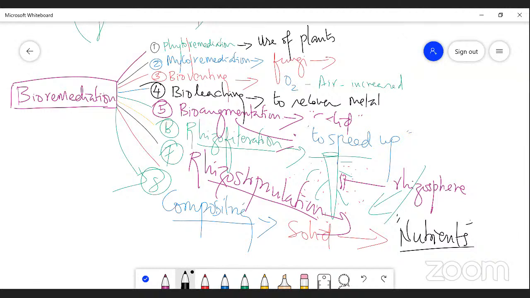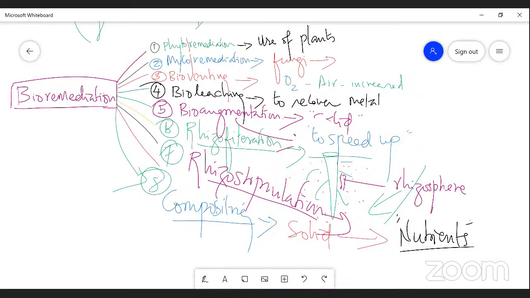So these are simply the types of bioremediation. I repeat it again. There are several types. The first one is bioremediation, second is microremediation, third is biowinding, fourth is bioleaching, and fifth is bioaugmentation, and next rhizofiltration, and the seventh is rhizostimulation, and finally we discussed composting. It is a process of conversion of solid pollutants into usable nutrients for plant growth and development, right? So that is called bioremediation.